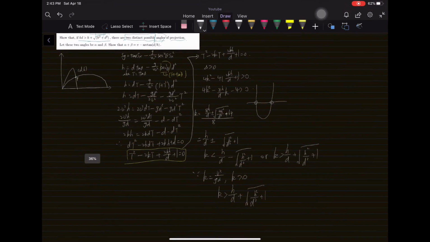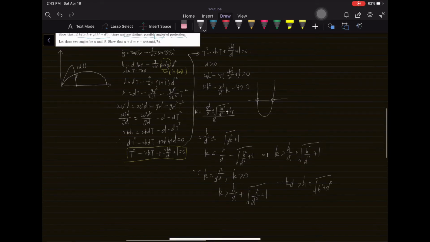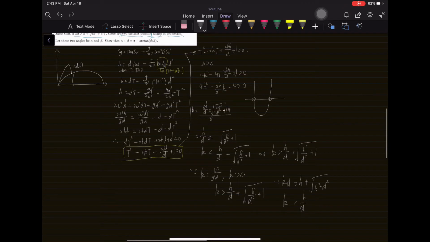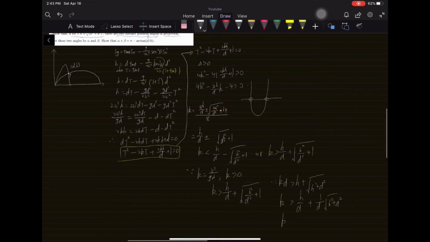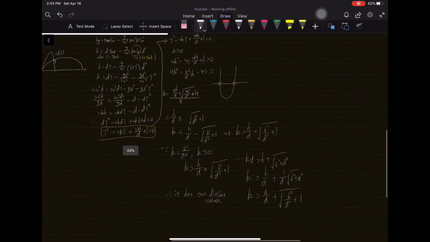And because it says kd is greater than h plus the square root, which means k is bigger than this, which means the discriminant is greater than 0. So it has two distinct values. Sorted.